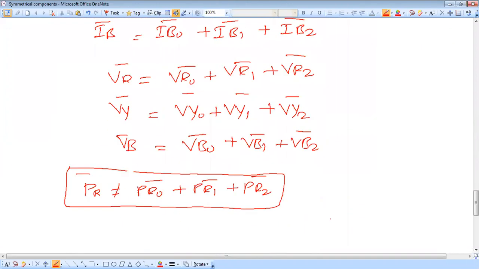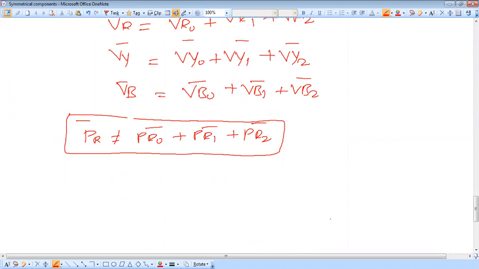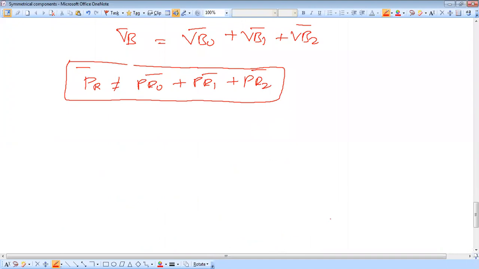Similarly for voltage, but it is not applicable for power. The power is a scalar quantity. That's the reason we can derive the power in terms of symmetrical components in the coming session. Now, today we are going to discuss in detail each symmetrical component. Let us discuss first the positive sequence component.